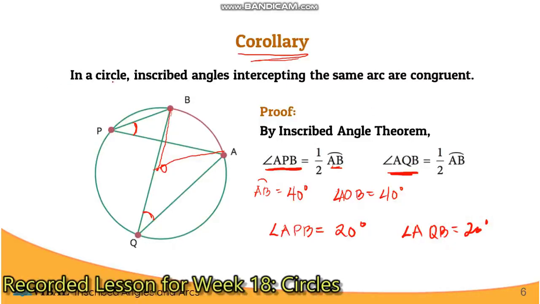Sabi niya, in a circle inscribed angles intercepting the same arc are congruent. Bakit sila congruent? Kahit na magkaiba yung size, kahit na magkaiba yung figure, kasi po, nagfo-fall sila sa iisang arc. Kaya itong dalawang angle na yan, AQB and APB, pareho pa rin sila ng measure. Bakit? Meron silang iisang arc. Kahit na ilipat-lipat natin yan, pareho pa rin sila ng itsura, pareho pa rin sila ng measure.